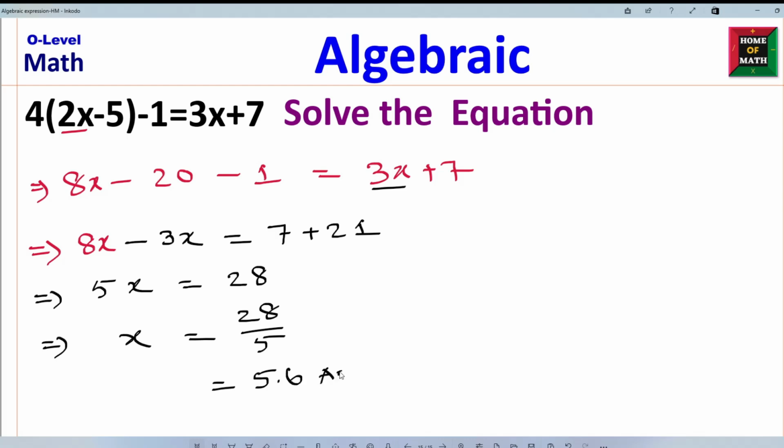This is very simple math, but for marks, one mark or MCQ, maybe you face these kinds of easy equations.